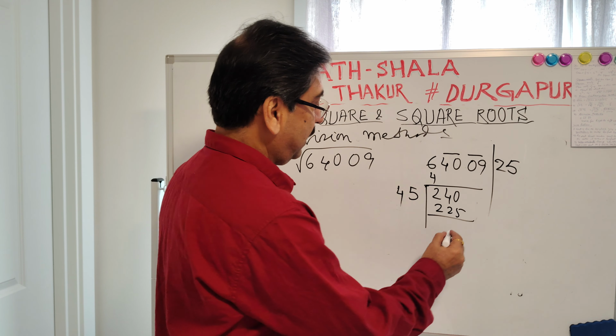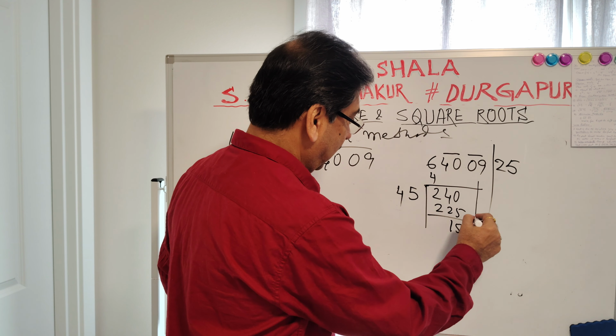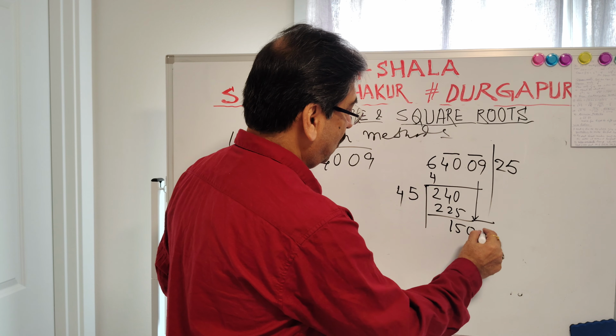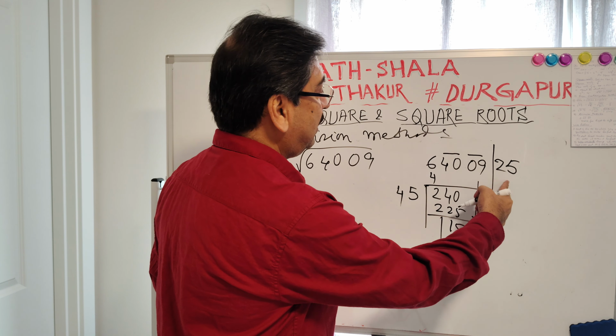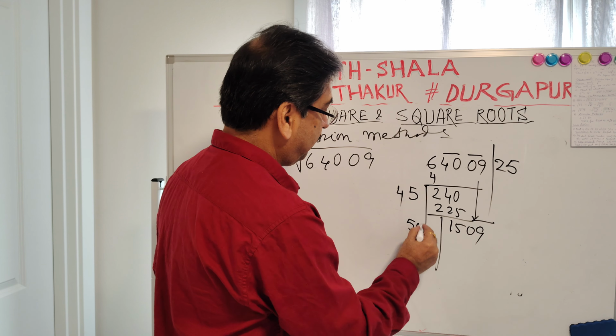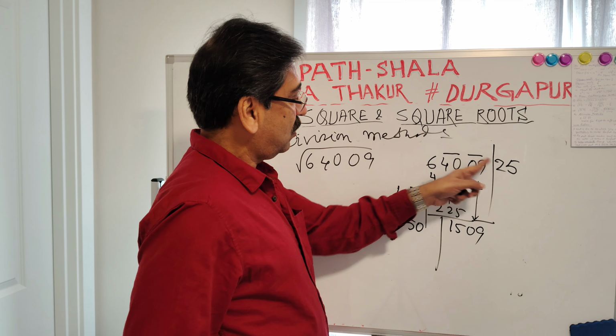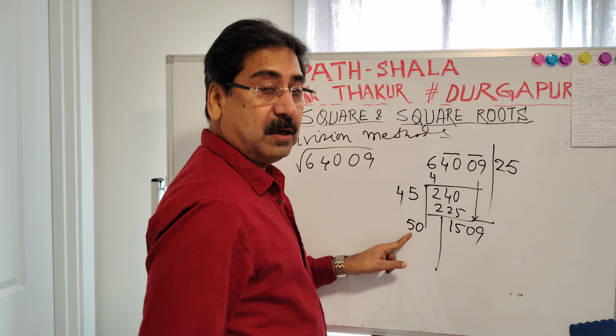So I will take the minus again. It is a 15. Now this 09 will come here. This pair 09. Again this 25 will come here in double, means it is a 50. Right? Whenever this number will come, it is a double. 25 will come with the double.